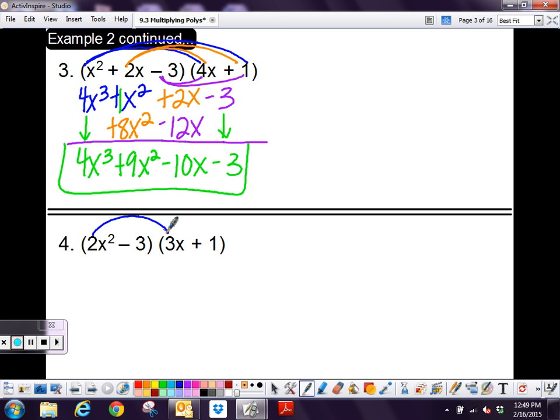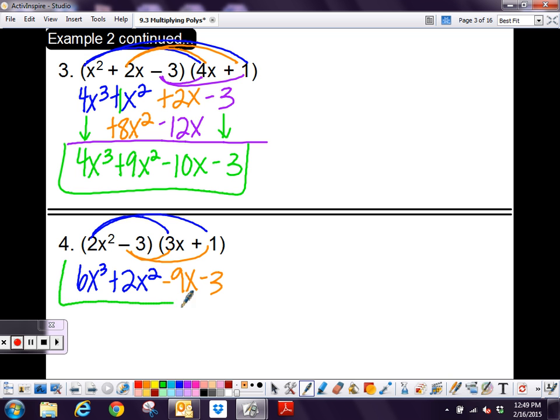2x squared times 3x. That's going to get me 6x cubed. I have 2x squared times 1. So that's just 2x squared. I have negative 3 times 3x, which is minus 9x. And I have negative 3 times 1, which is minus 3. Okay, let's see if we have any like terms, and it doesn't look like we do. So that is our answer.